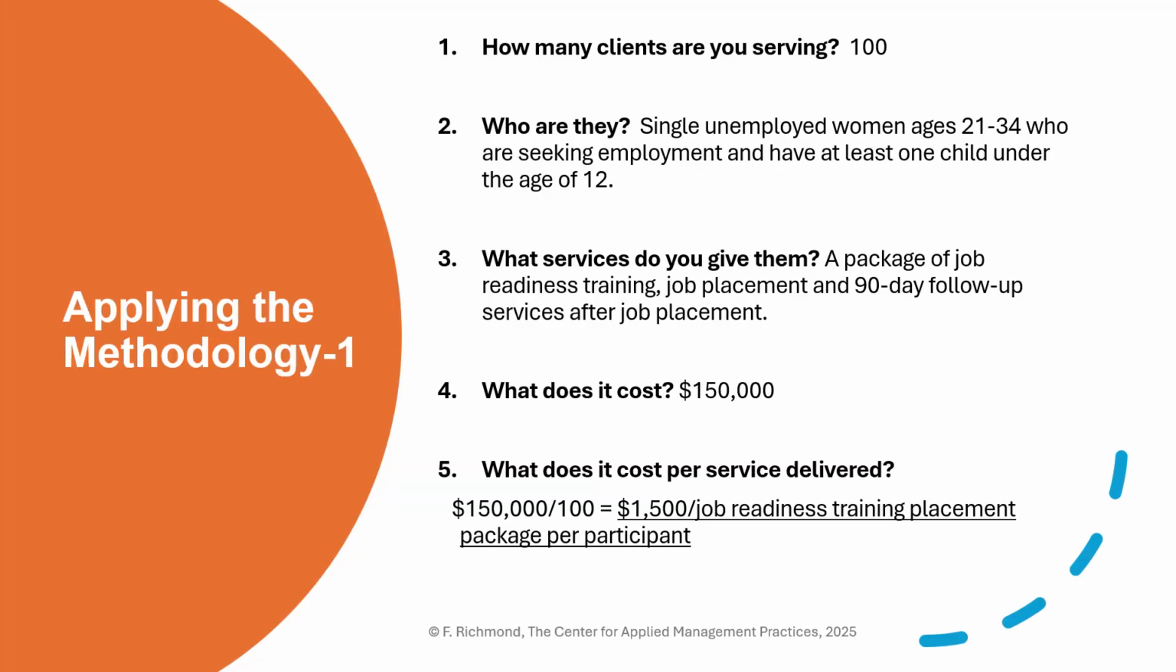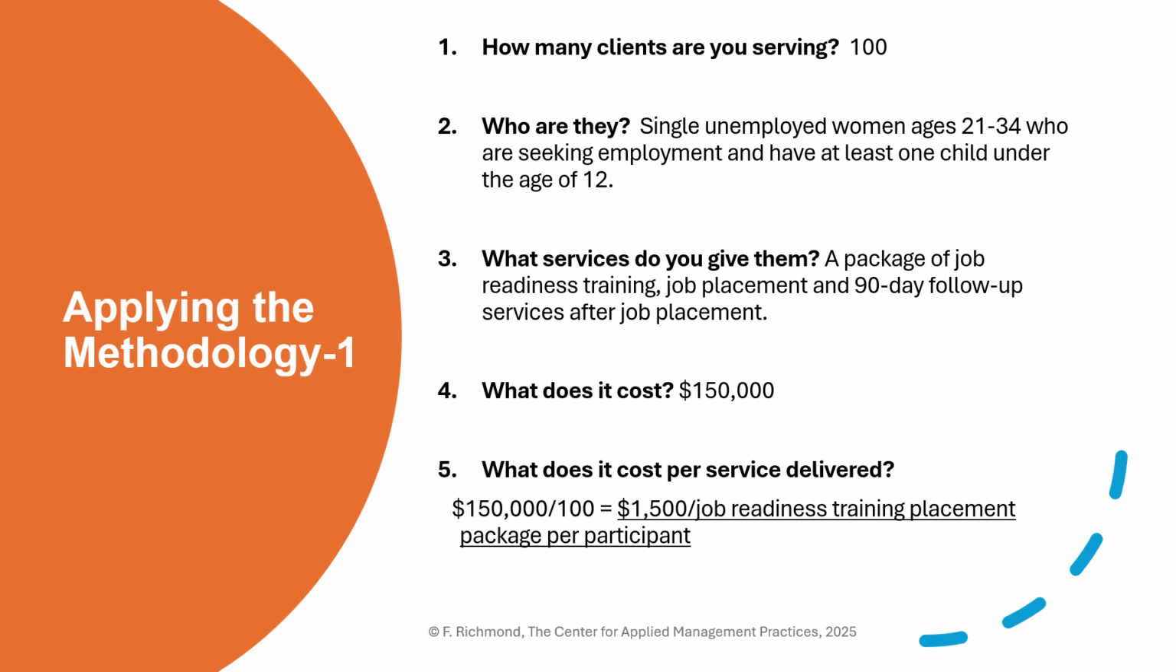All right, so here's an example. Very simple. 100 clients, who are they? This is the group: single unemployed women, 21-34, looking for a job, 1 kid under 12. So we knew who they were. And what did we do? We gave them a package of job readiness, placement, job, all that kind of stuff. All right, so here's our first number. What did it cost? $150,000. That's for the entire program.